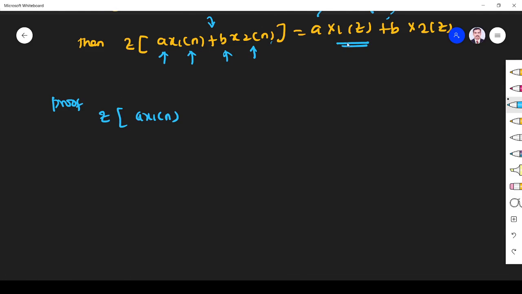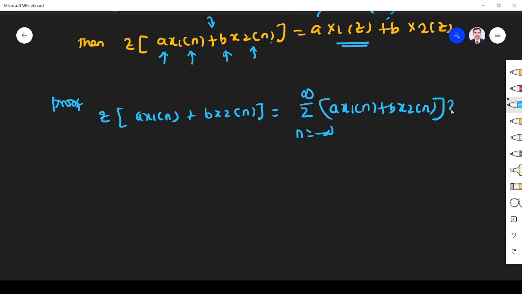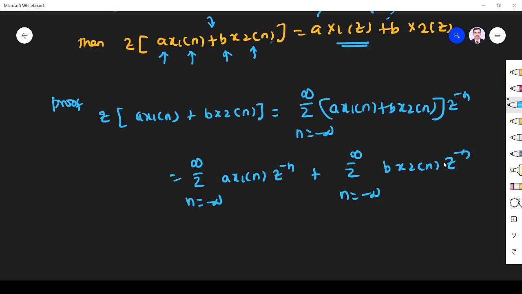I have to prove that the Z transform of a x1 of n plus b x2 of n gives this result. What do you think? The formula is the sum, n goes to minus infinity to plus infinity, of x of n z power minus n. Instead of x of n, we have a x1 of n plus b x2 of n, times z power minus n. Take two sums separately: the sum over n of a x1 of n z power minus n, plus the sum over n of b x2 of n z power minus n.